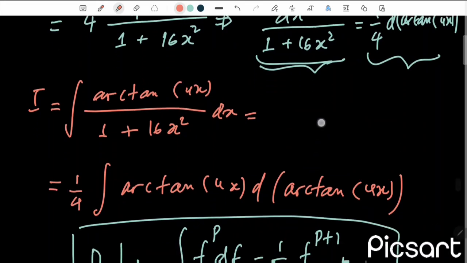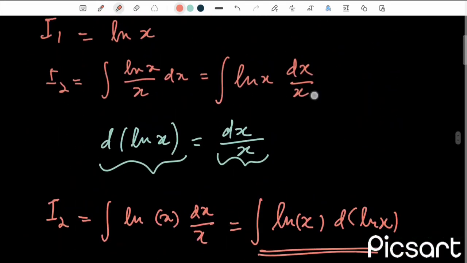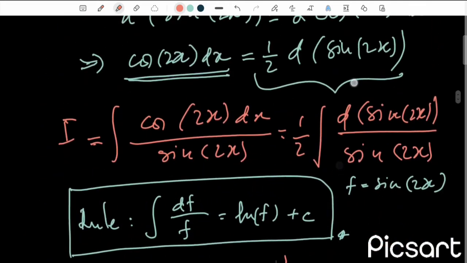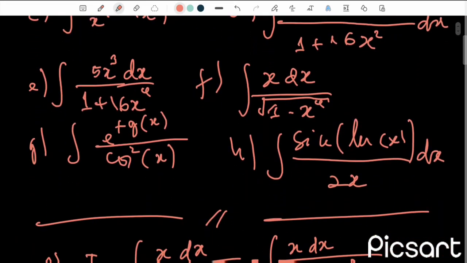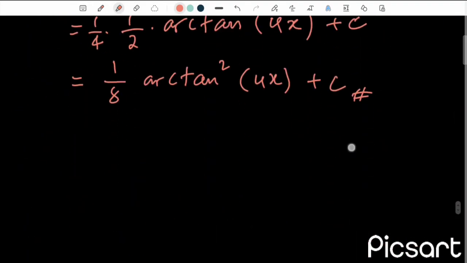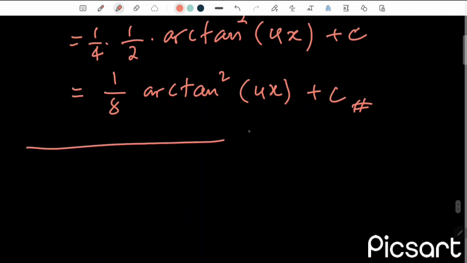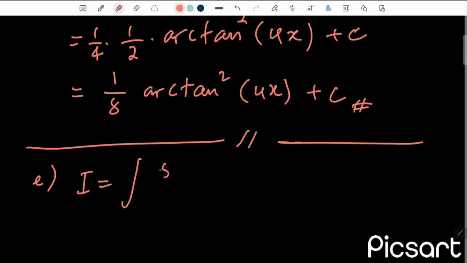Okay, we will continue solving with exercise E, which is 5x to the power 3. For exercise E, I is equal to the integral of 5x to the power 3 dx over 1 plus 16x to the power 4.